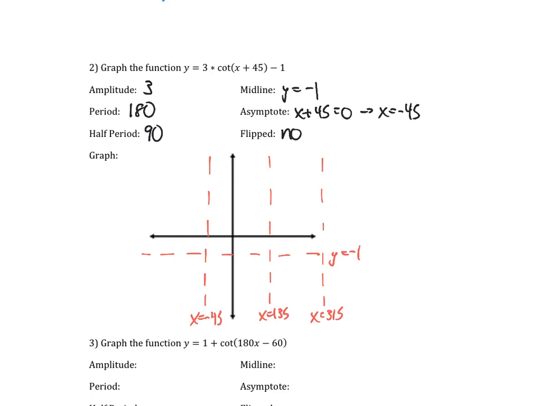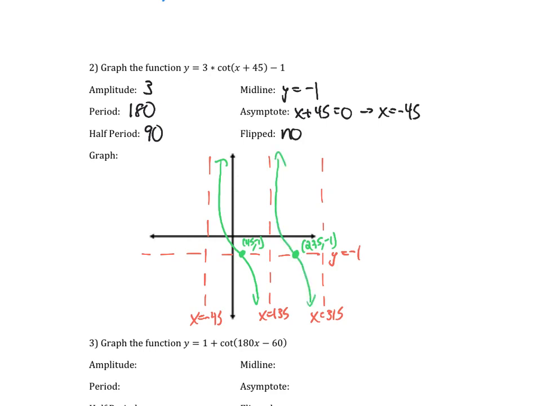Let's do a little Christmas theme here. My 0 points are going to be halfway in between. So this one would be what? 45 comma negative 1. Again, I'm just taking the average of negative 45 and 135. And then the average of 135 and 315, that will get you the halfway point too, is 225. Sorry, not positive 1, negative 1. (225, -1). And again, I know my graph is going to fall as you work your way left to right.